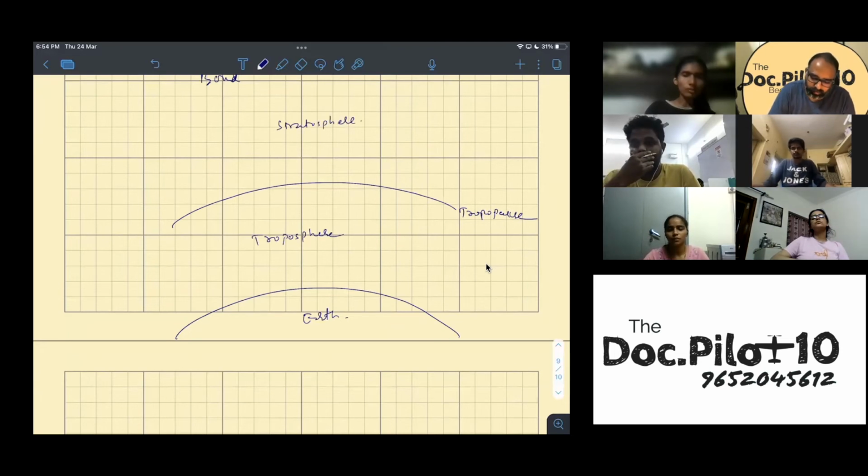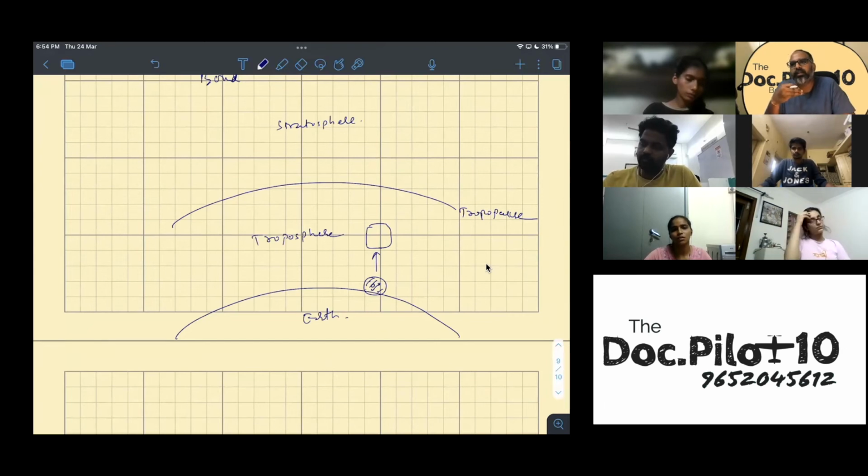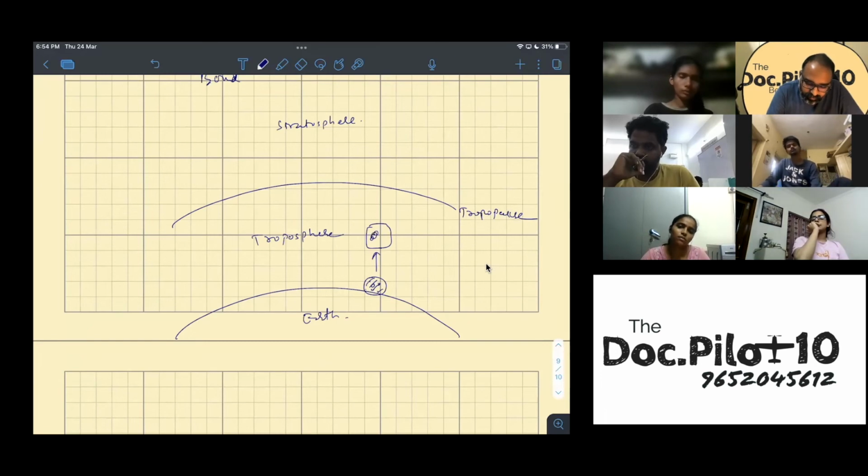Correct. Now, take a parcel of air with some water vapor in it. What happens if it goes up? Will this parcel of air become colder or hotter? Colder. Correct, because in the troposphere the lapse rate is positive, that means the temperature is decreasing. When it becomes colder, the water vapor will condense with other water vapor molecules and form liquid water droplets. That is nothing but your cloud. Cloud is nothing but small water droplets together. That means clouds form in the troposphere.